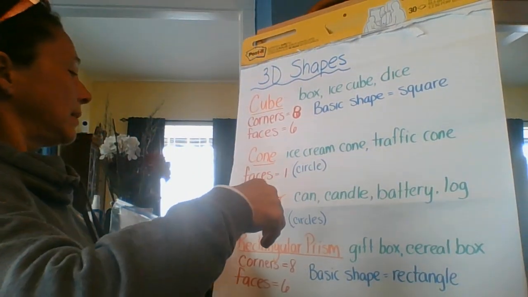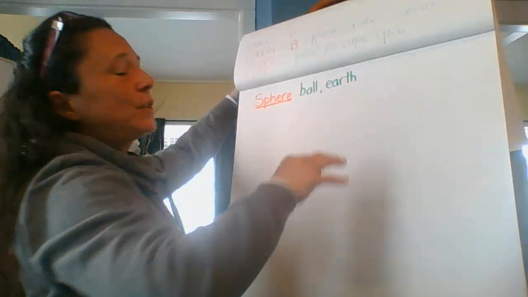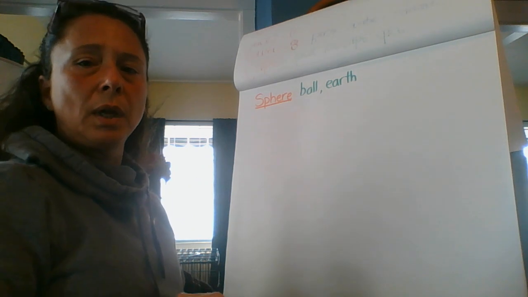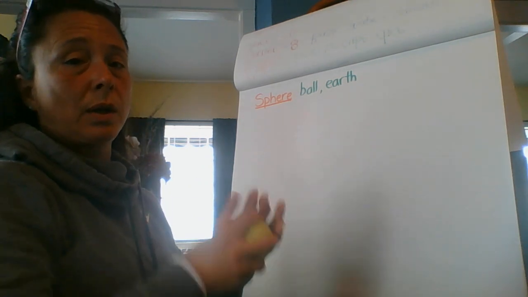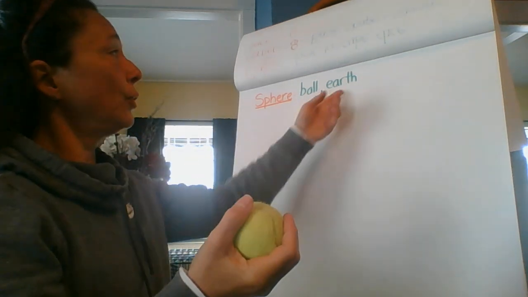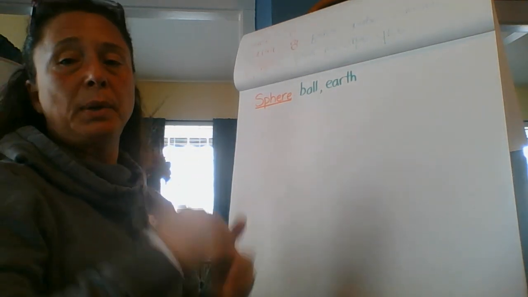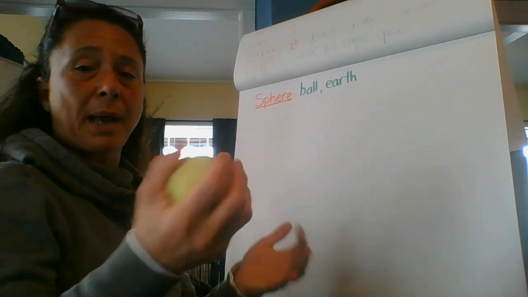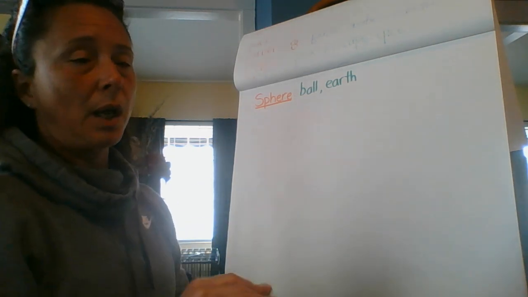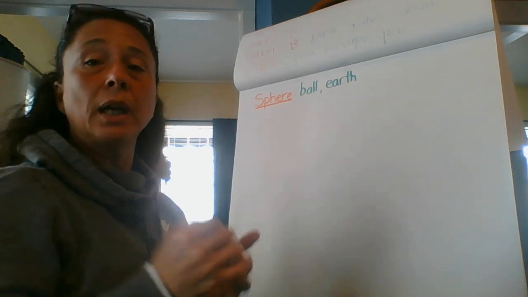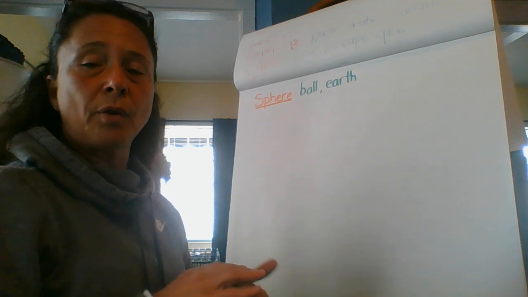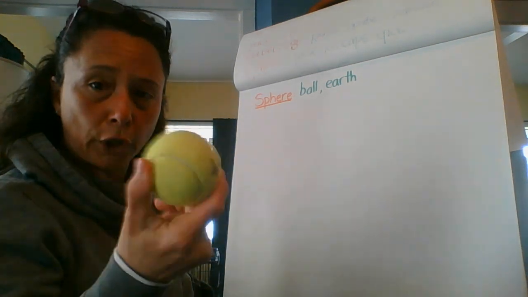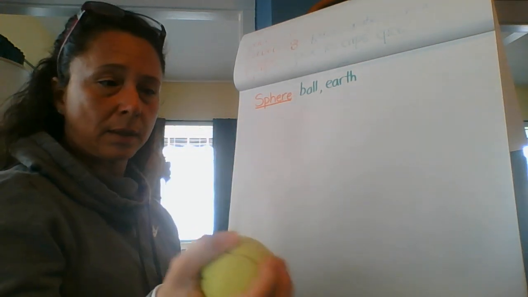The last shape that we have, that's a 3D shape, is a sphere. It's kind of based on a circle, but there are no faces, there are no sides, and there are no corners. It's a ball, or the earth. Any kind of ball: ping pong ball, tennis ball, basketball, baseball, not a football, soccer ball, a kickball. We could use an orange. They're all spheres. They're circular, and you can hold them in your hand, right?